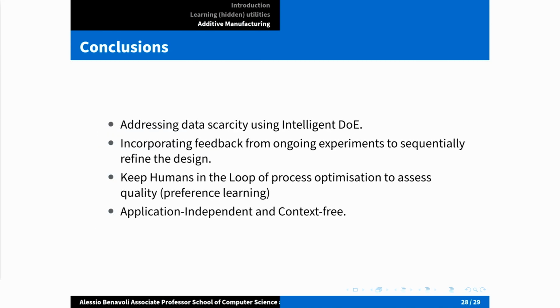Okay, so just to summarize, how can we address data scarcity? Maybe incorporate feedback from humans. Sometimes this feedback on quality is very cheap to collect, and it gives us a lot of information. We want to keep humans in the loop until we have enough data, maybe to automate more. And we can apply this idea to any application, because it's application independent and context-free.